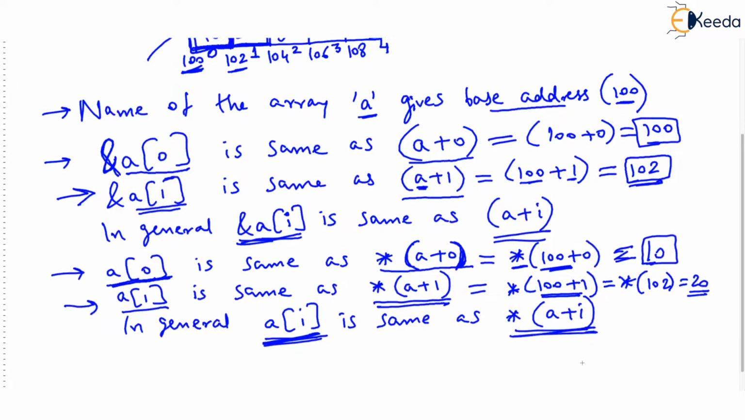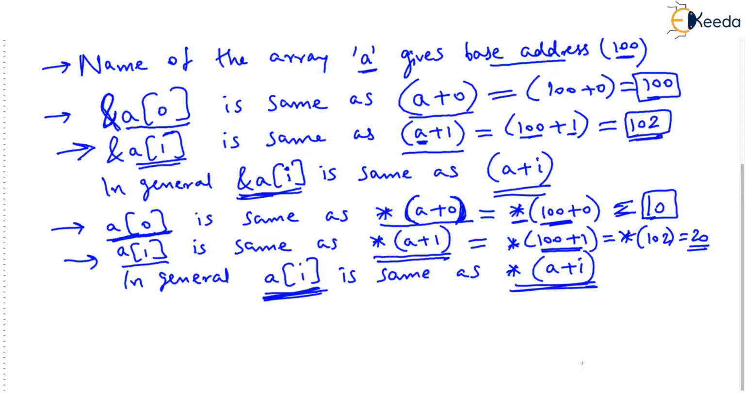One more word here. Have patience before we go to 2D array. In C language, whenever you write any variable followed by square bracket followed by some subscript, if you write such a notation, then it is actually taken by the C compiler as asterisk Z plus I.